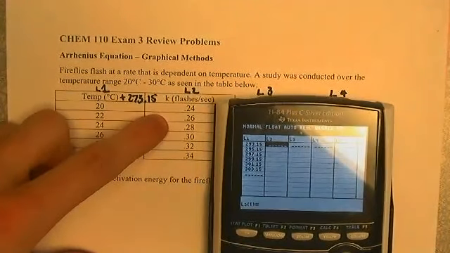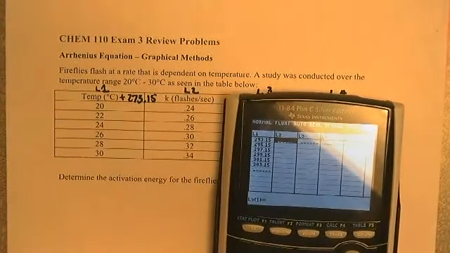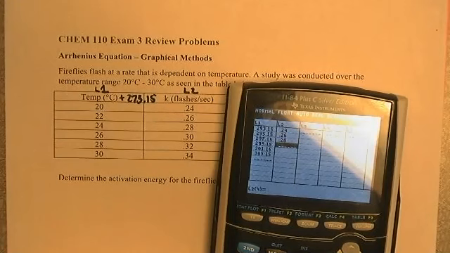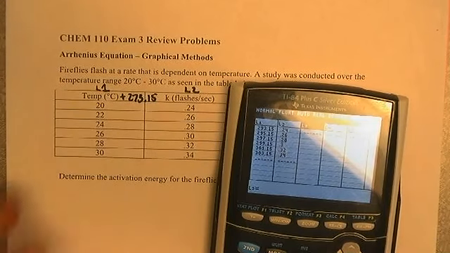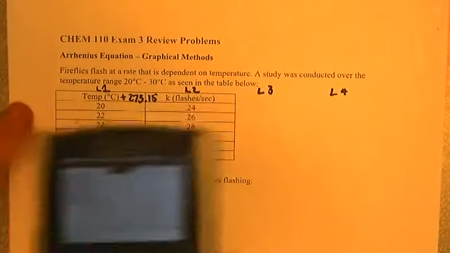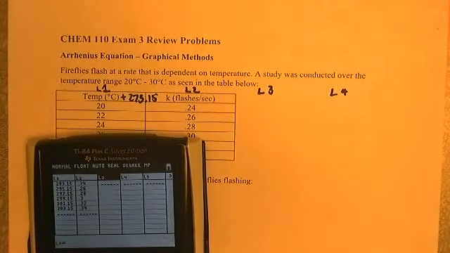And then we're going to do K, just leave it as K in list 2. So we're going to have 0.24, 0.26, and if you realize, it increases by 0.02 every time. So go ahead and enter your K values in. And then list 3. What we know when we're doing an Arrhenius equation using graphical methods goes in list 3.